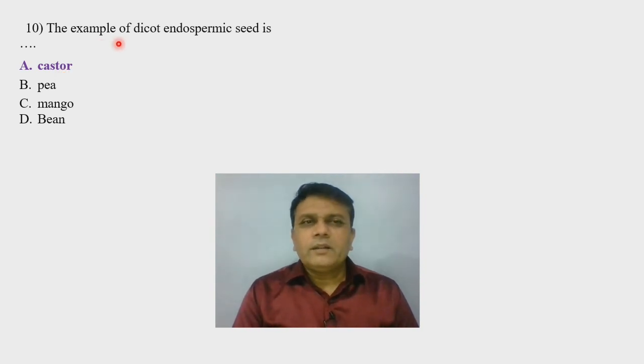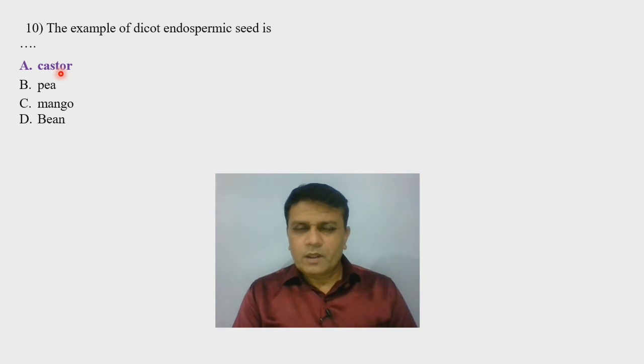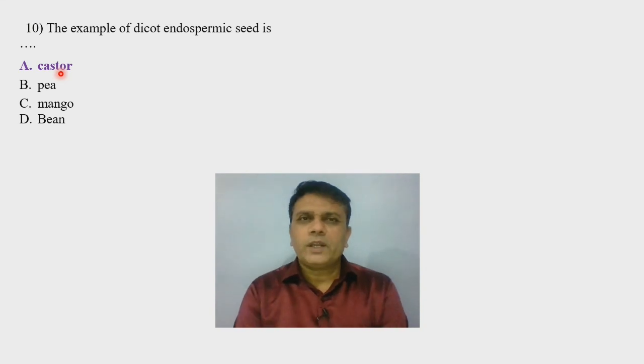And you know that castor, in Marathi it is called एरंड. तर कॅस्टर किंवा एरंडामध्ये जर बघितलं आपण तर दोन कॉटिलेडॉन्स प्रेझेंट आहे आणि त्याचबरोबर या सीडमध्ये एंडोस्पर्म देखील प्रेझेंट आहे. म्हणून कॅस्टर हे त्याचं डायकॉट एंडोस्पर्मिक सीडचं एक्झाम्पल आहे.